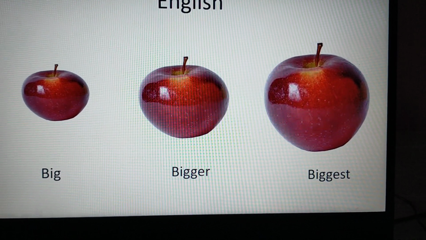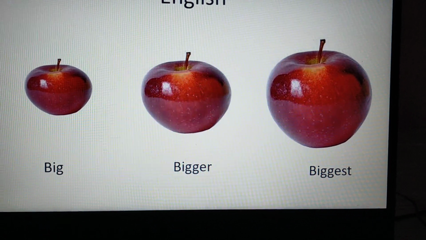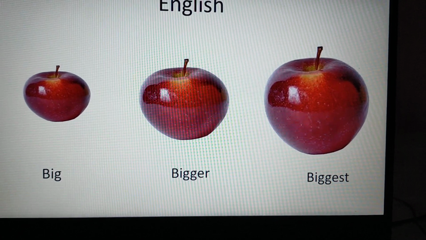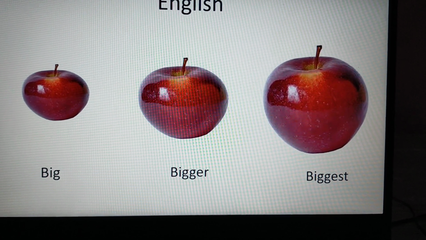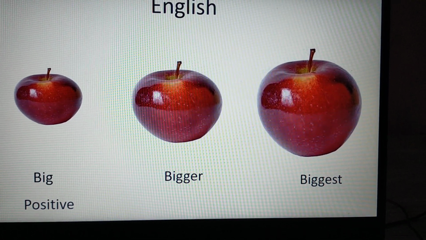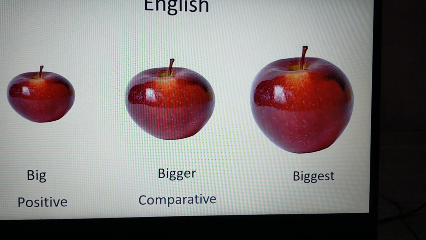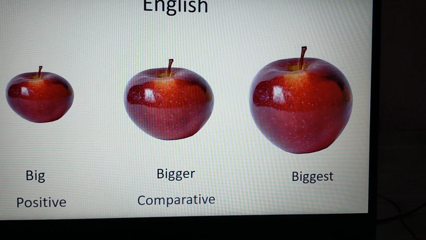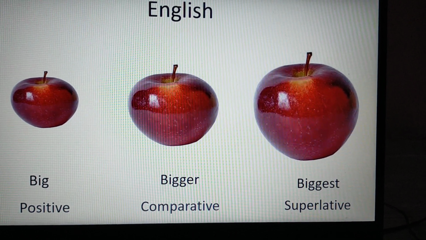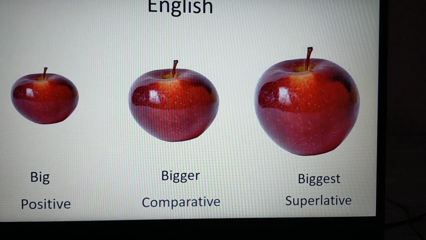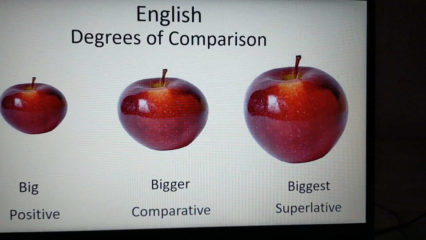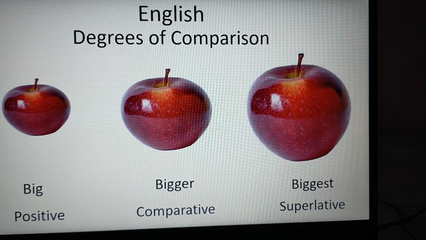So, when we compare a noun to another noun, it is known as comparison. Over here, the big apple is called the positive degree, the bigger apple is called the comparative degree, and the biggest apple is called the superlative degree. So, from this, we are going to study today's chapter that is called Degrees of Comparison.